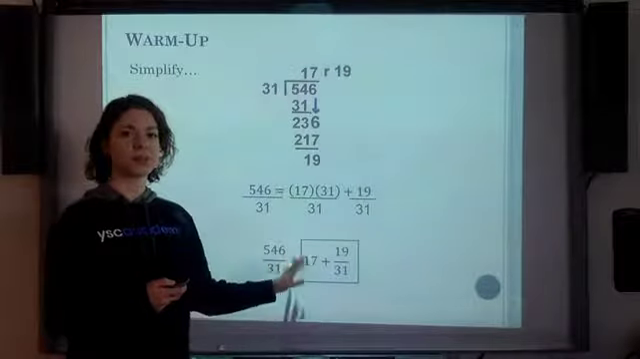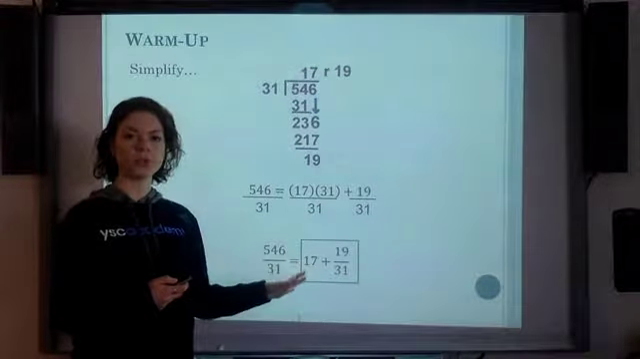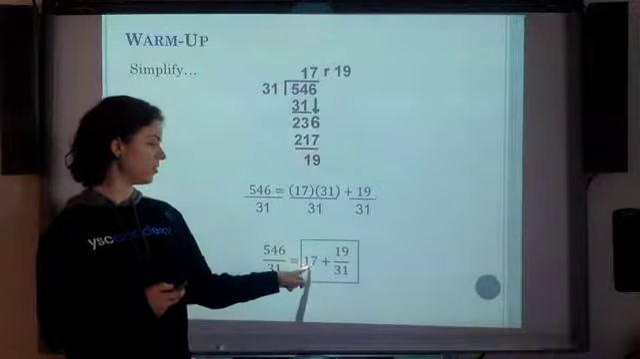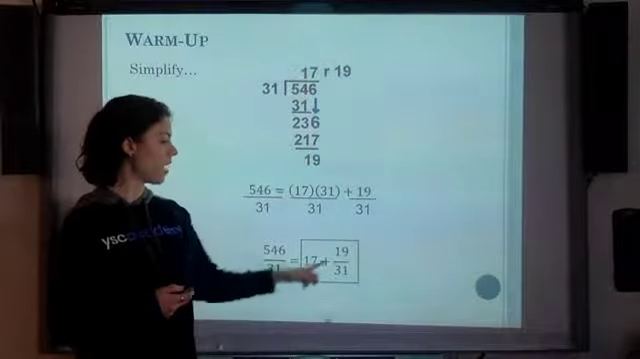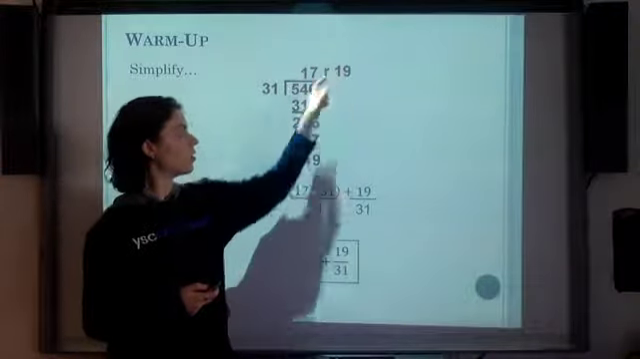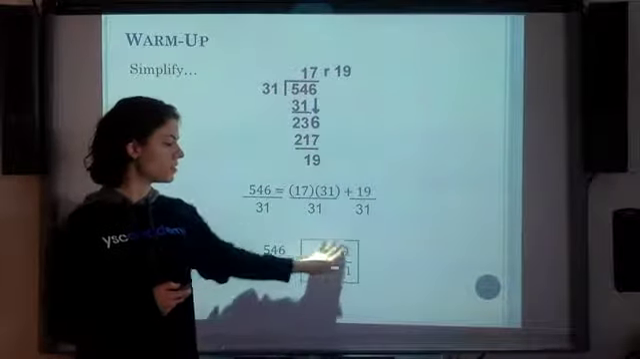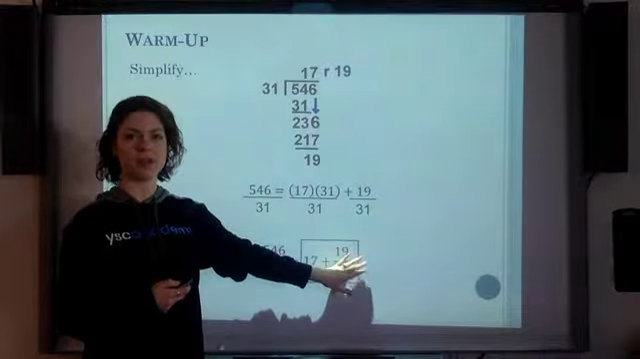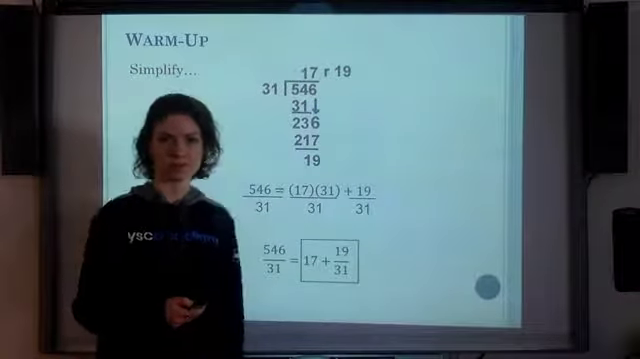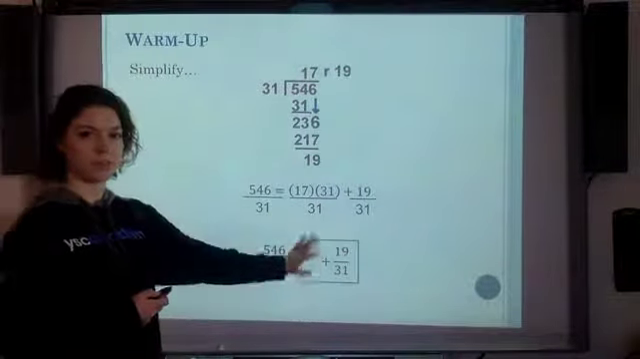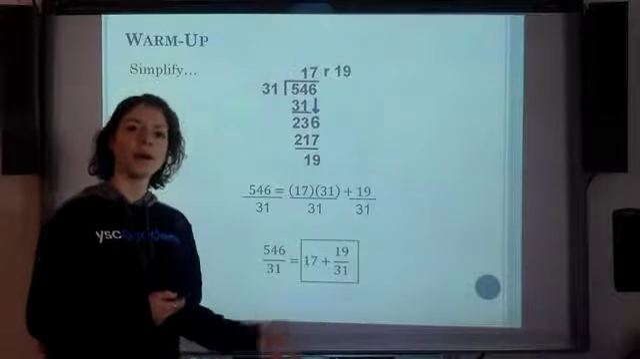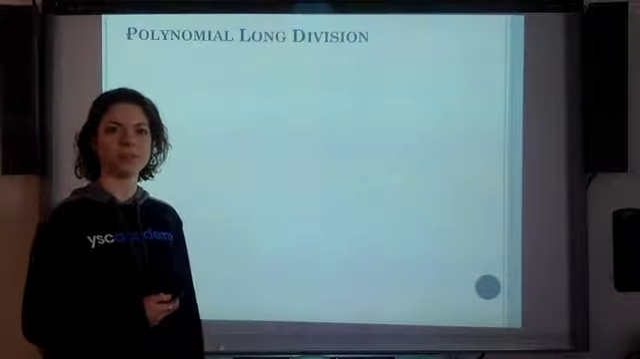Why I've done this is to remind ourselves that when we write our quotient and our remainder, we write our quotient and then we add the remainder over the divisor. And we're going to use this form to write our final answer with polynomial long division. Okay, so try to review these steps if you need to one more time, and now we're going to look at polynomial long division.